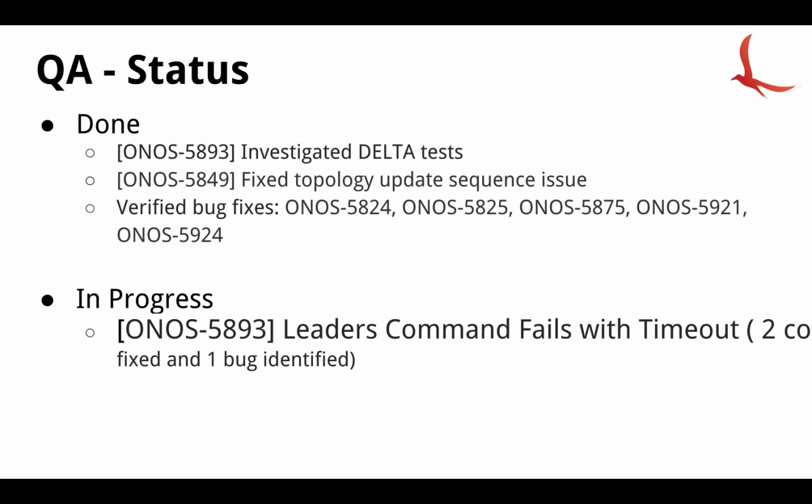In this sprint, we investigated the Delta security tests and plan to automate those tests in the next sprint. We fixed the topology update sequence problem, and we verified several bug fixes.